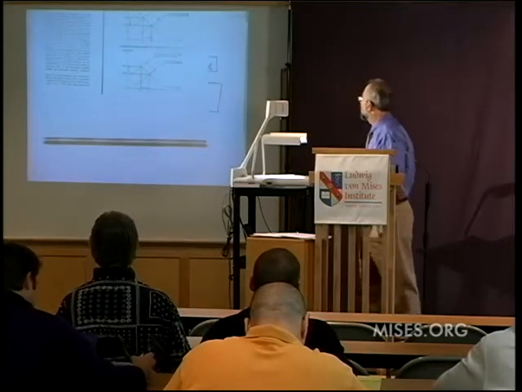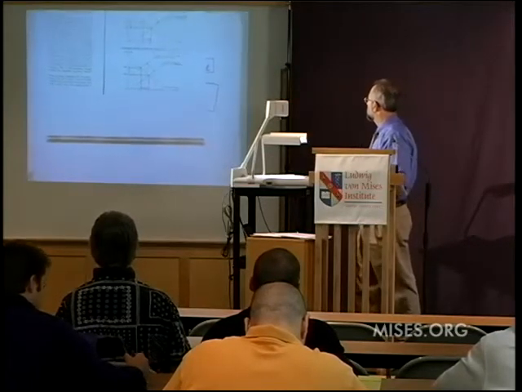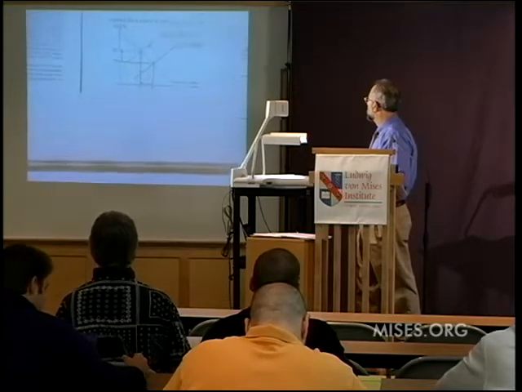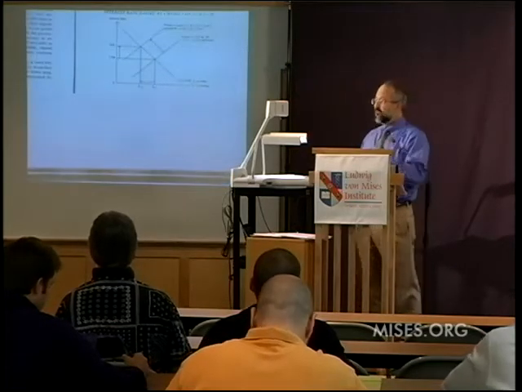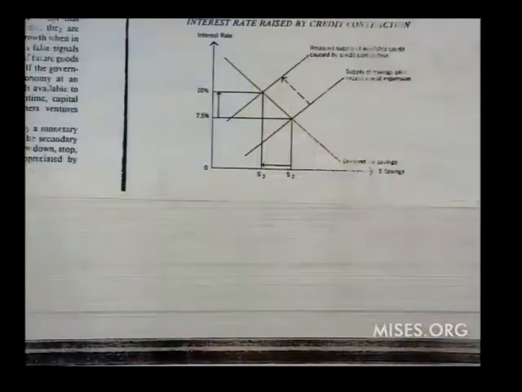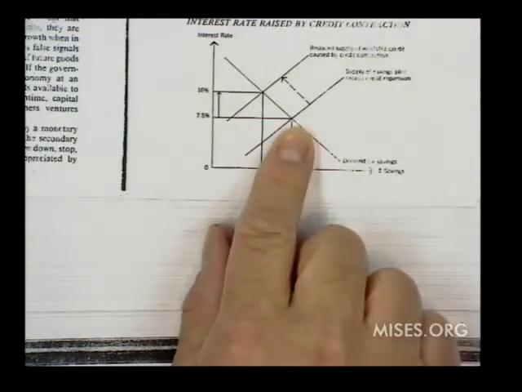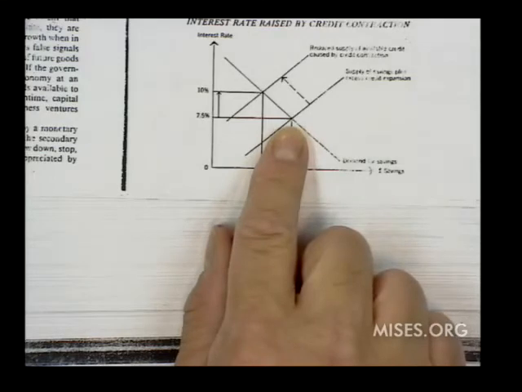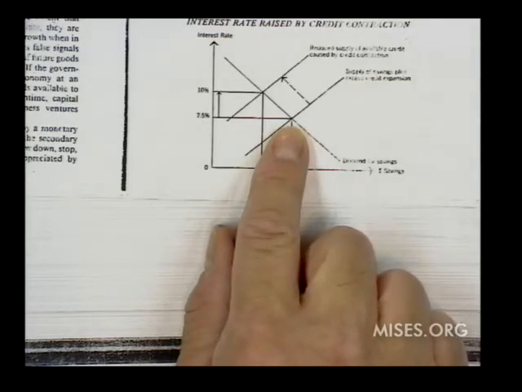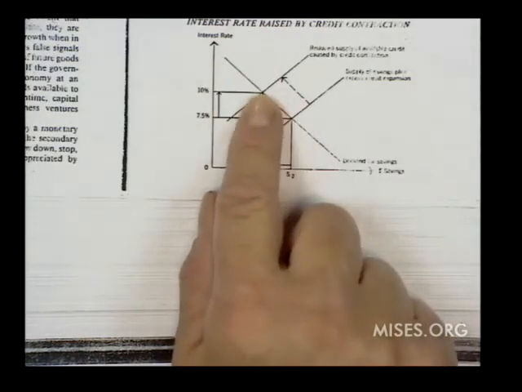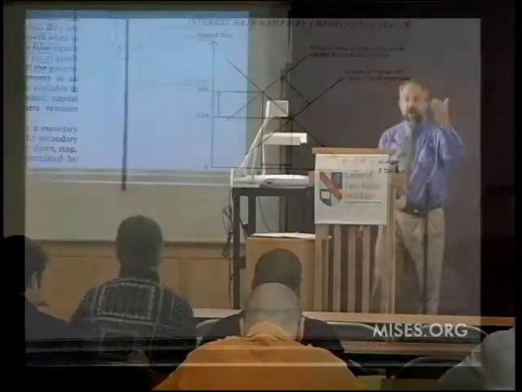what's going to happen to the interest rate? Right. Unless they keep adding new money month after month after month to the banking system, through increasing reserves, this supply of savings is going to shift back to this point, which is the amount of voluntary savings. And the interest rate is going to jump up from 7.5% to 10%.